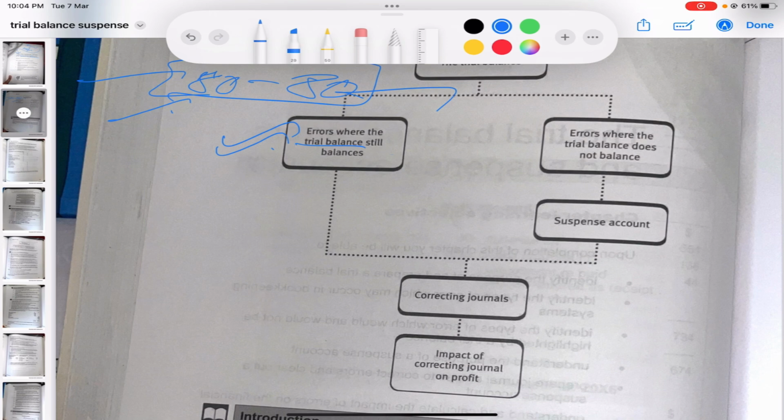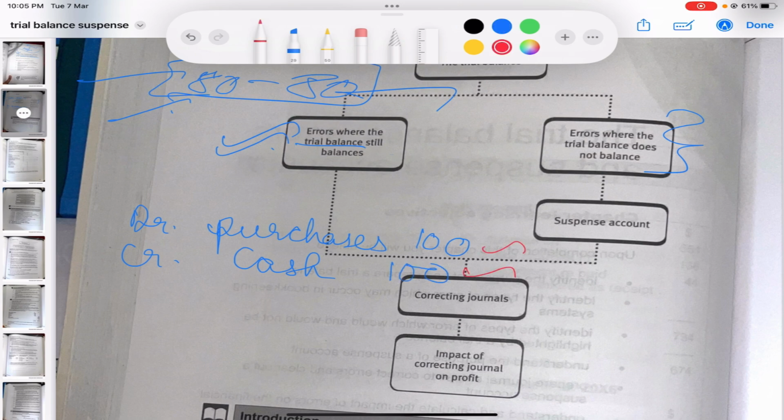So these kinds of errors exist where the trial balance still balances. Now there are other types of errors where the trial balance does not match. In those situations, it means that one of the accounts has a correct value and the other has an incorrect value. Let's say, for example, I purchase something for cash. What will my journal entry be? Debit purchases, credit cash, right? So my purchases is also matching with my cash.